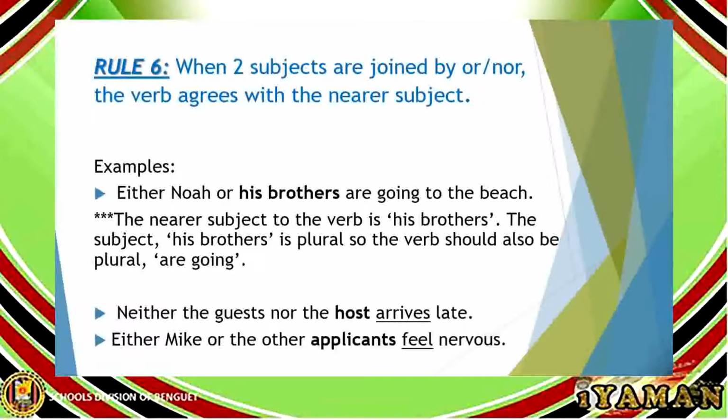Now, is the verb are going correct? Yes, because the nearest subject to the verb is his brothers. The subject, his brothers, is plural, so the verb should also be plural. Here are more examples. Neither the guests nor the host arrives late. Either Mike or the other applicants feel nervous.